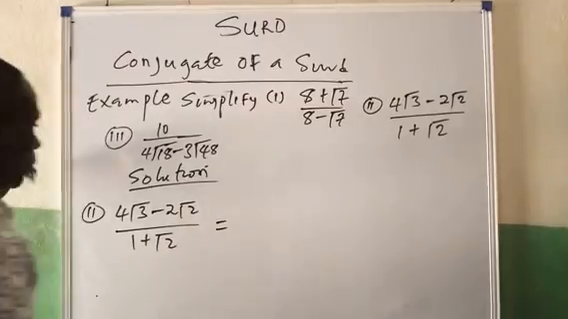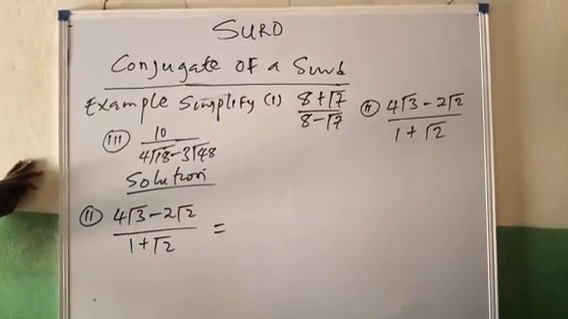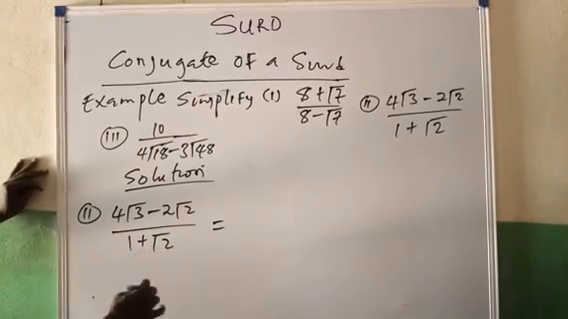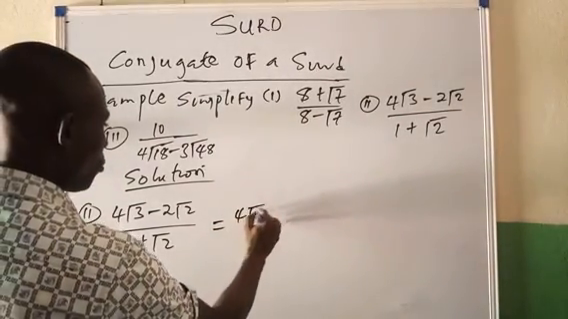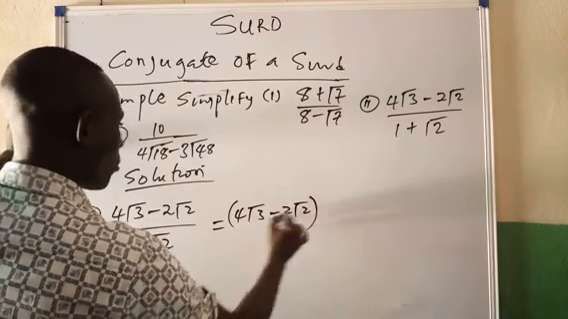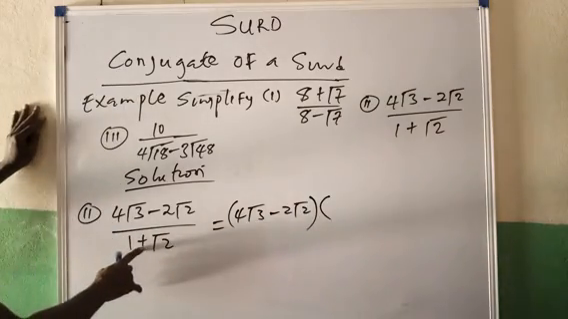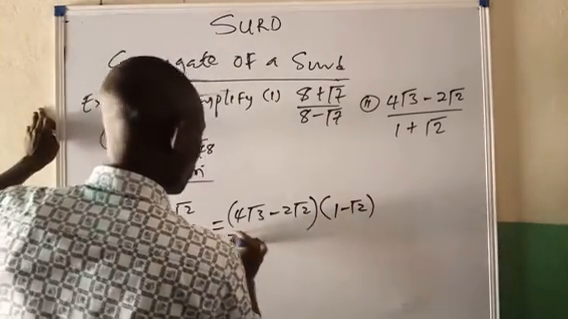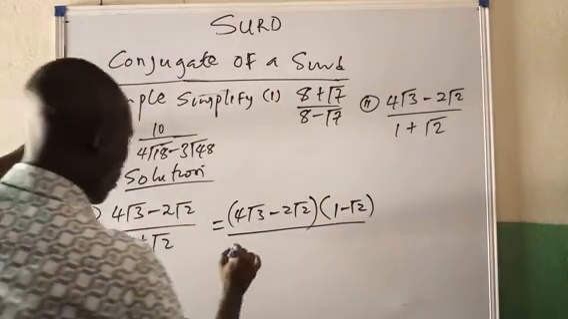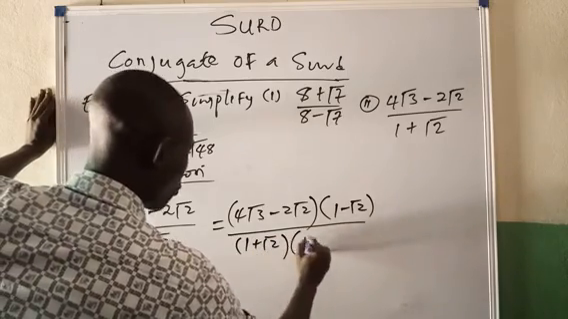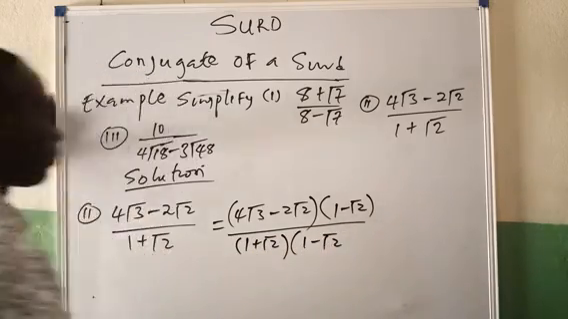So this is number 2. Number 2, use the conjugate of what? Of the surd. You have 4 root 3 minus 2 root 2 bracket, the conjugate here will become 1 minus root 2, over 1 plus root 2 bracket 1 minus root 2.